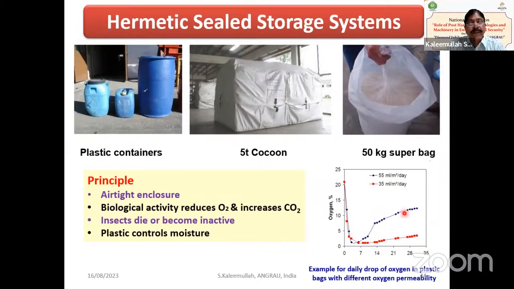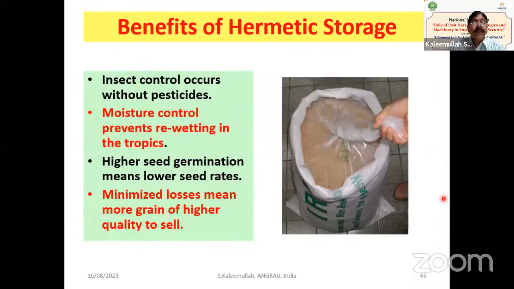And thereby, if there are any insects, those insects will die or become inactive. And this plastic controls the moisture also. That is the main advantage. And here you can see that as the storage days increase, the oxygen level goes down, whereas the carbon dioxide level increases. That is the main advantage of it. And this is the hermetic storage bag, right?